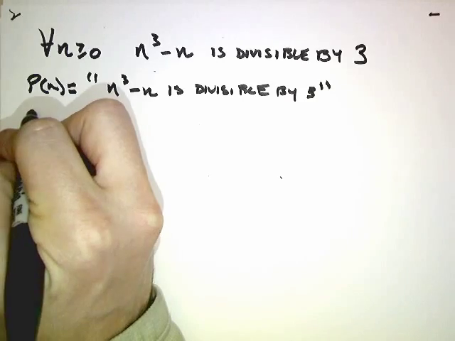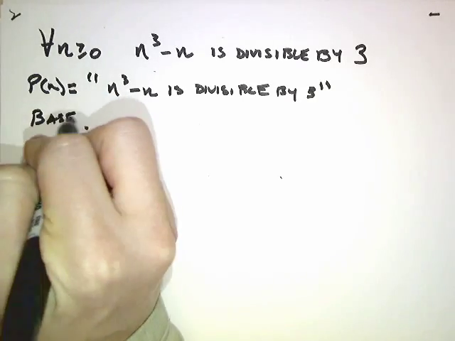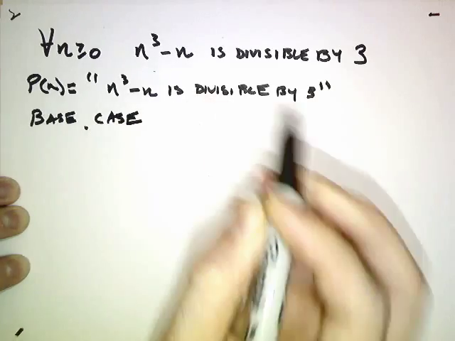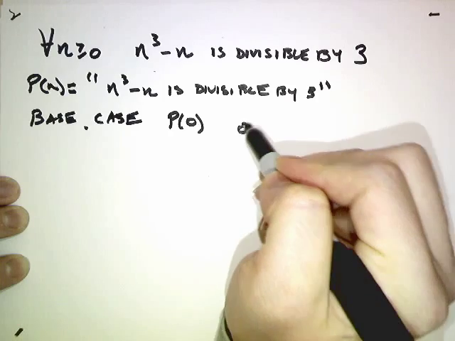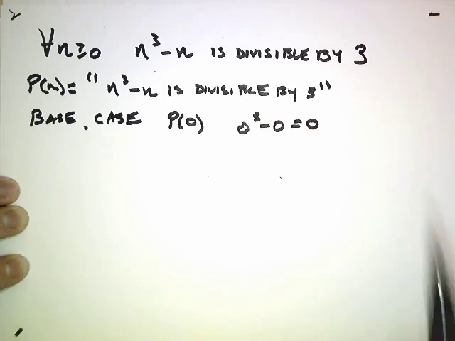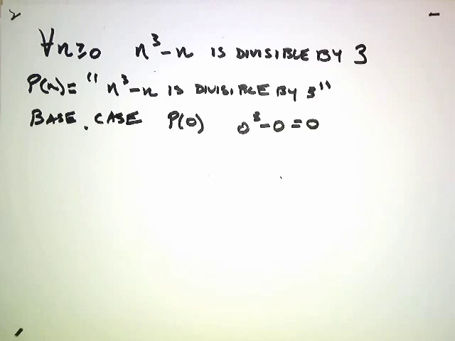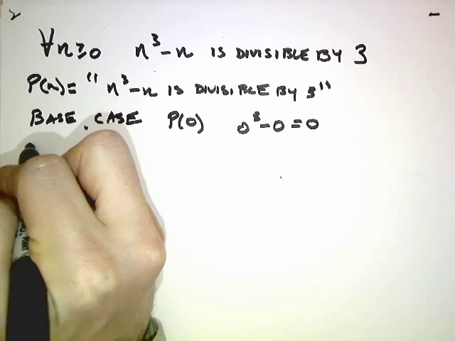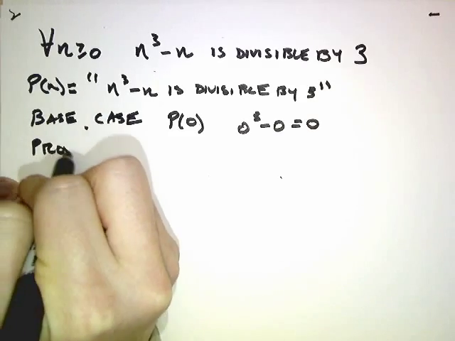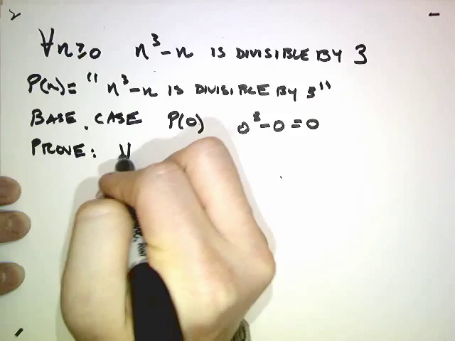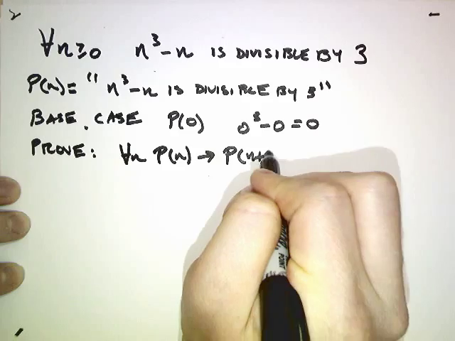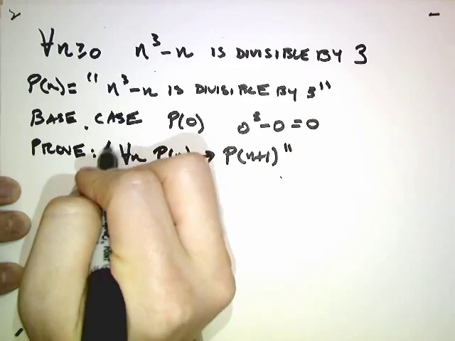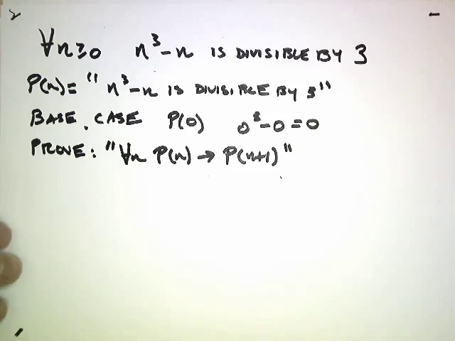So the next step is to do the base case. That's P of 0. And as usual, the base case is pretty easy. We have 0 cubed minus 0, that equals 0. And 0 is indeed evenly divisible by 3 because 0 divided by 3 is 0. Now we need to prove that for all n, P of n implies P of n plus 1. And this would complete the proof if we can prove that.